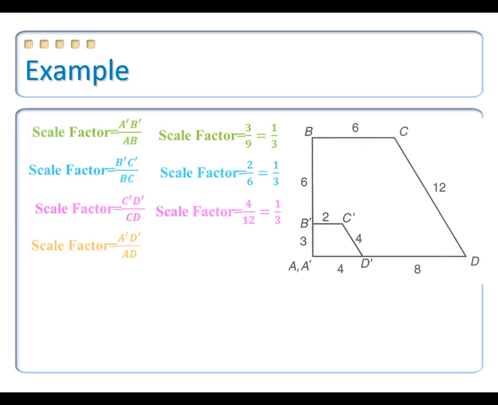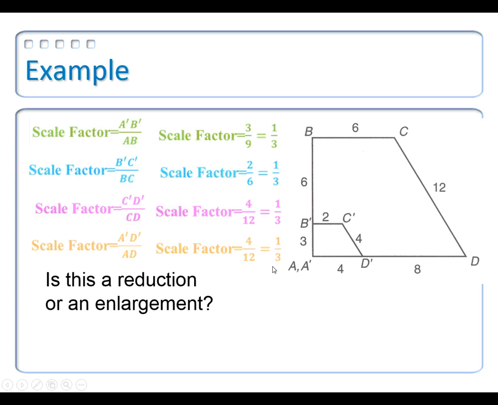All right, and then we have one more side to tackle. So A prime D prime over AD. A prime D prime is 4. Now be careful, AD is not 8. How do we find A to the D? How do we find the length of this whole thing? You would add the 4 and the 8, which 4 plus 8 is 12. And 4 over 12, guess what? Reduces down to 1/3. So the scale factor is 1/3.